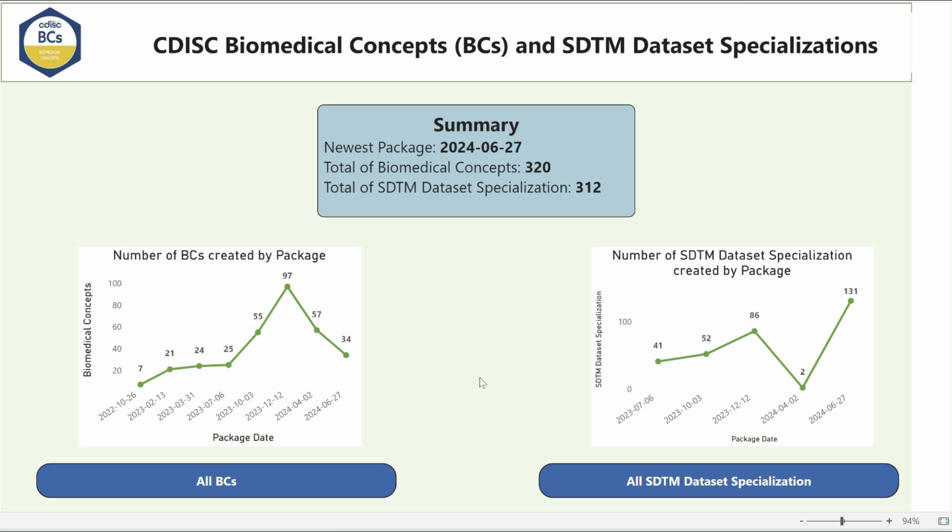This is a brief tutorial for the BC Browser tool. In the home page, you can find a general summary of both BCs and SDTM dataset specialization. To access each of them, just click on the button under the graphs. Let's access the BCs or Biomedical Concepts page.